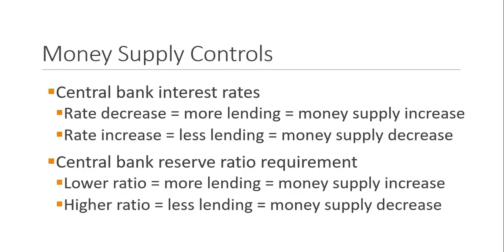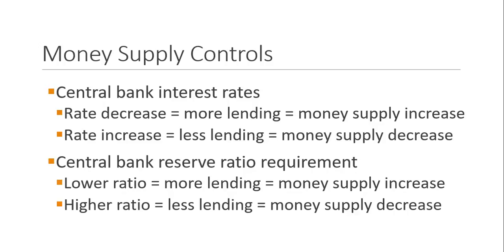The central bank, remember, lends to commercial banks, and when central bank interest rates increase, the cost to commercial banks increases, and they pass that cost on in the form of higher interest rates to their customers. So the central bank interest rate has an effect on commercial bank interest rates, and that has an effect on the attractiveness of loans. So when a central bank decreases rates, that encourages more lending, and that produces a money supply increase. As we've seen, when lending happens, the money supply increases.